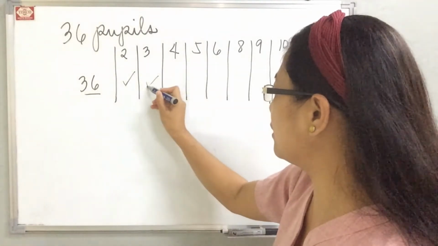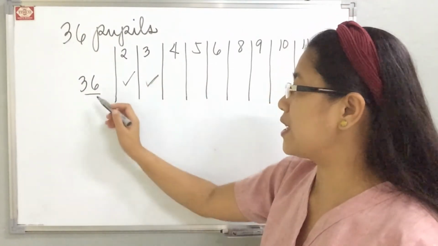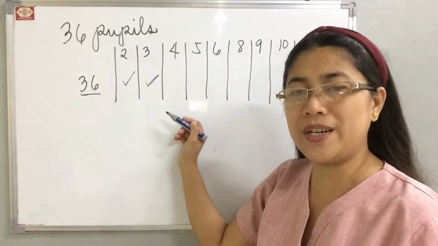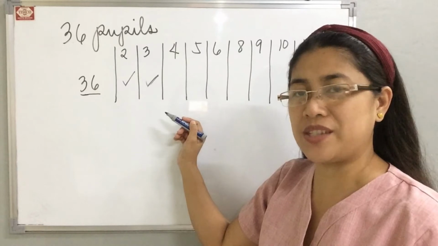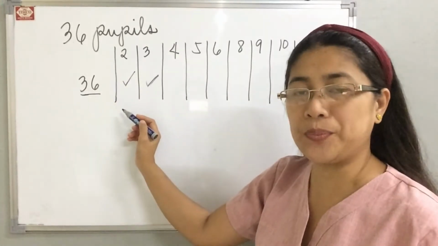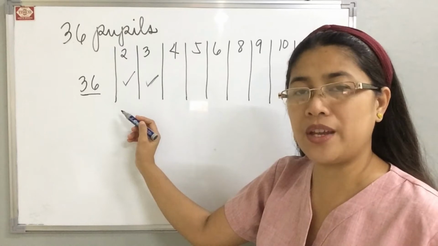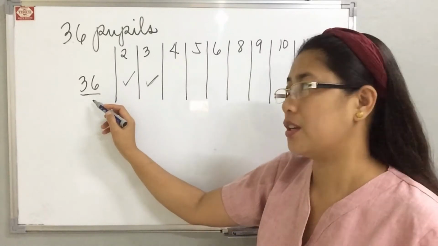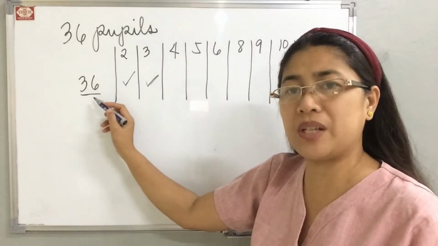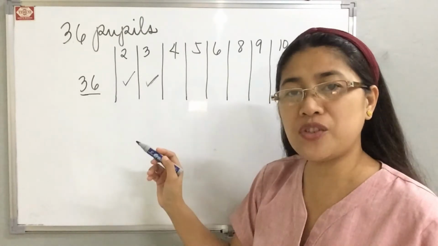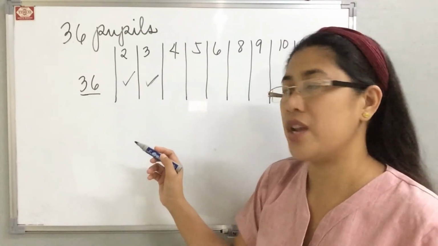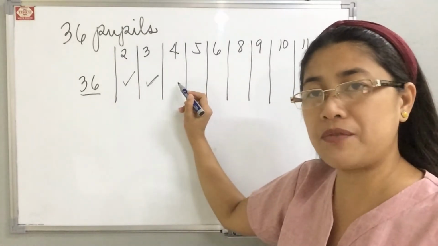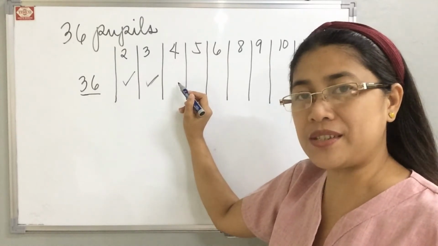So let's check again. How about number 4? Is 36 divisible by 4? What is our rule for number 4? Yes, the last 2 digits. If the last 2 digits form a number divisible by 4, then that whole number is divisible by 4. Since we only have 2 digits here, you have to skip count by 4. And if you mention that number by skip counting by 4, therefore, that number is divisible by 4. So when we skip count by 4, can we mention 36?